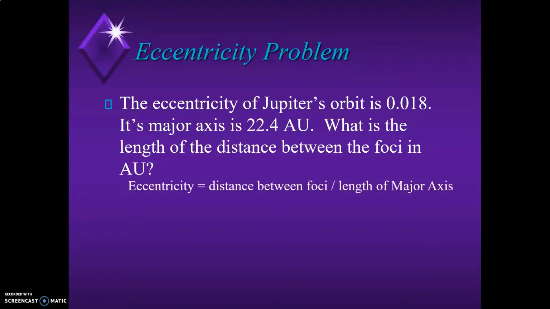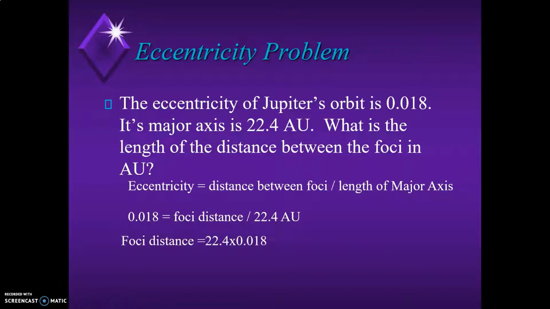So let's try it. There's our formula: eccentricity equals distance between foci divided by the length of the major axis. Let's plug our numbers in now. We have 0.018 equals the distance between the foci divided by the length of the major axis, which is 22.4 AUs. We're looking for the distance between foci. So how do we get this distance by itself? Well, 22.4 AUs is on the bottom, so we're going to have to multiply each side by 22.4 AUs. We do that, and we get the foci distance equals 22.4 times 0.018, which equals 0.4 AUs. So that's our first example of eccentricity.